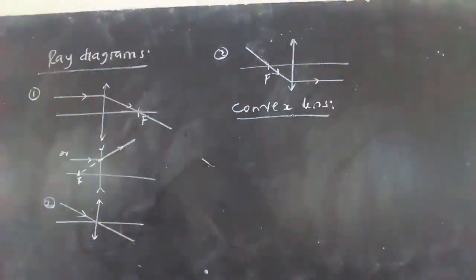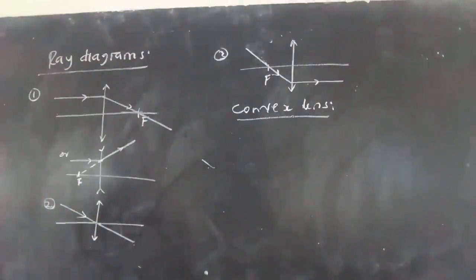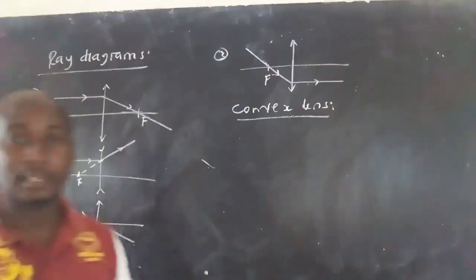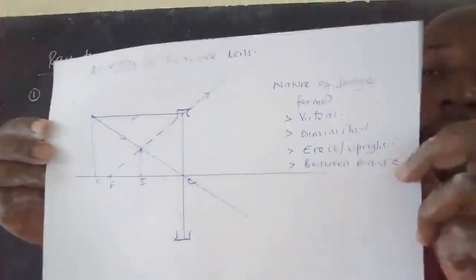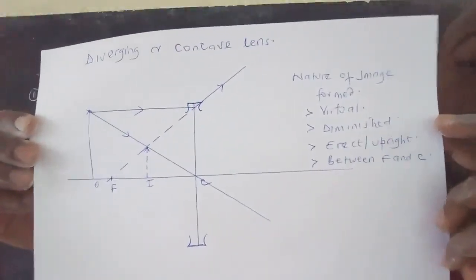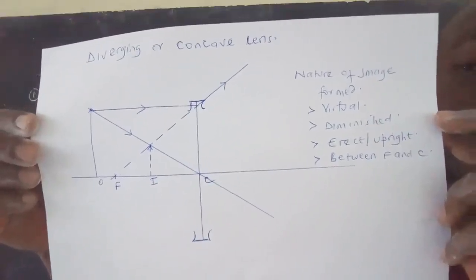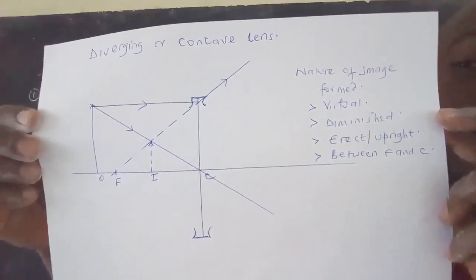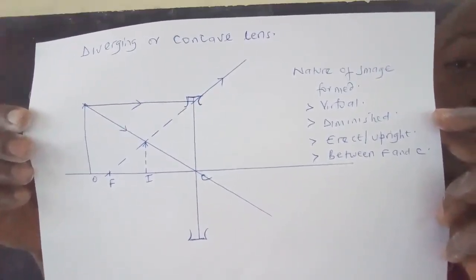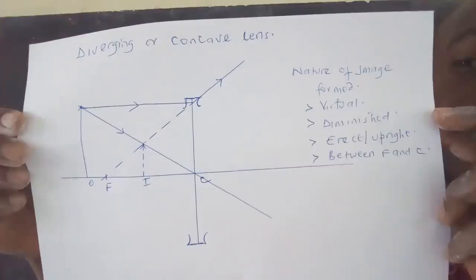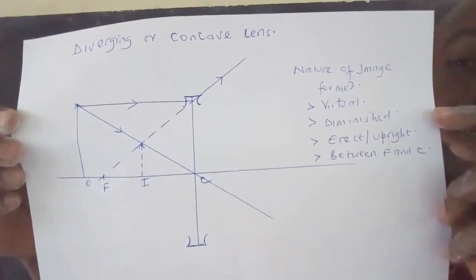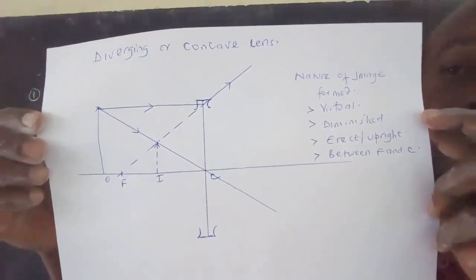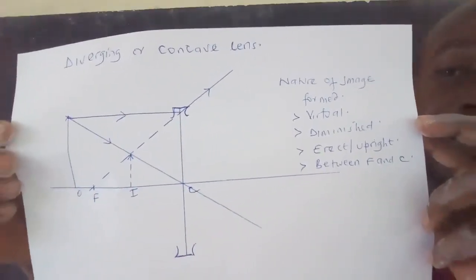That's number 1. Then number 2, diverging lens, or a concave lens. So a concave lens is like this. Okay? That is how the image is formed. The image which is formed is virtual, upright. It is formed between C and F, and it is diminished. So that's the ray diagram. Okay?